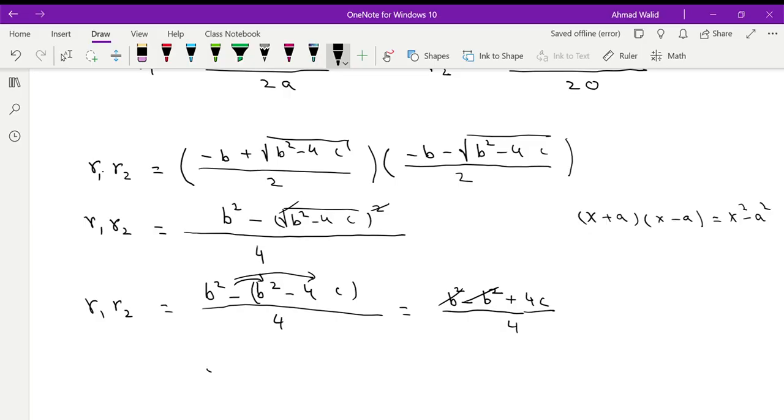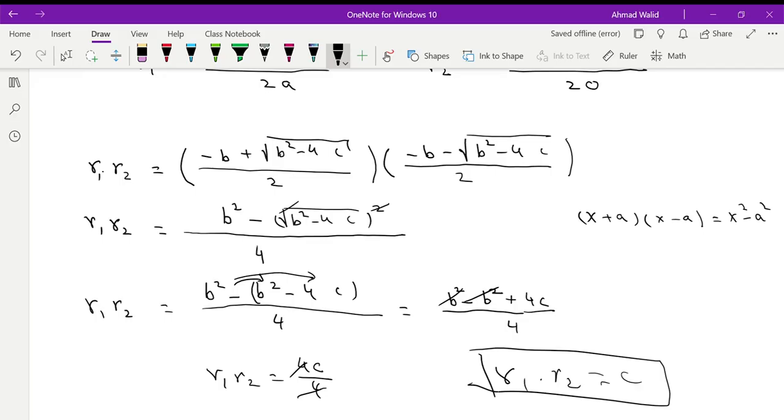Then you end up with R1 times R2 equals 4c over 4. 4 cancels out with 4. And you see R1 times R2 is equal to c. What I told you at the beginning. I proved it.